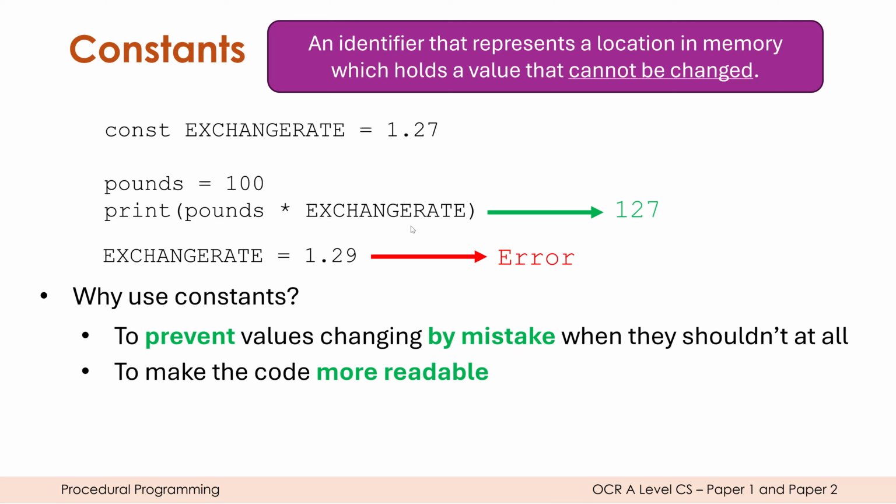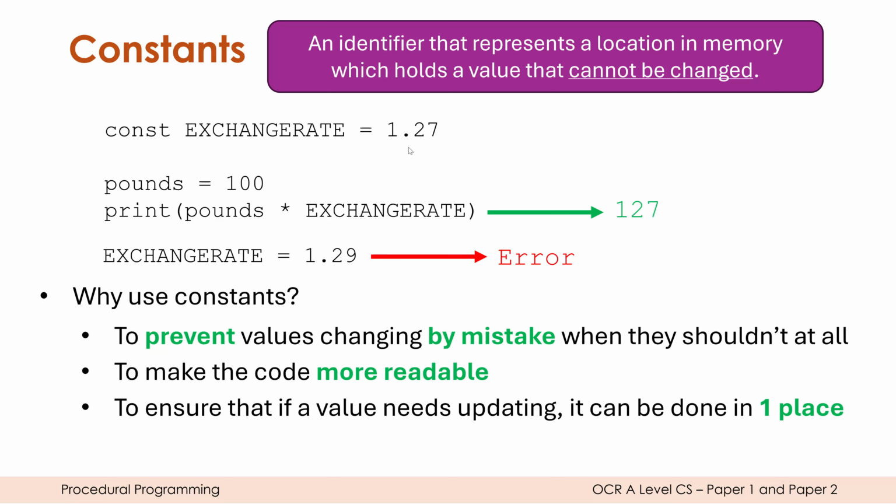It also, if we are imagining a massive program, can make the code a little bit more readable, because if you see exchange rate and you know it's a constant, you know exactly what value it's going to hold. You also, if you see capitalized variables, can assume they are constants. And it means you don't have to hunt around looking for what value they hold. You go to the top, you see, okay, right, that's set to 1.27. You understand straight away that that value is going to be the same throughout the entirety of the program.